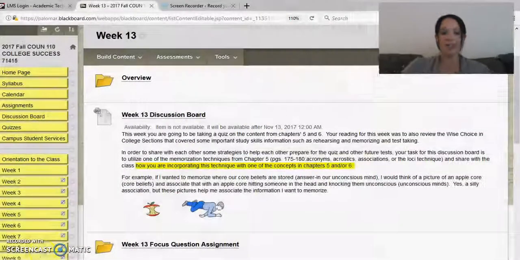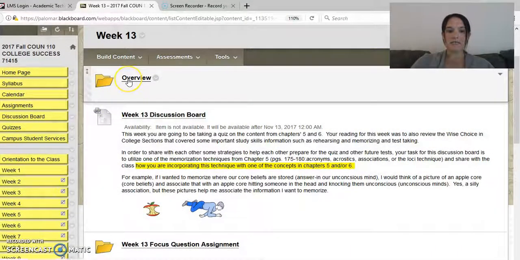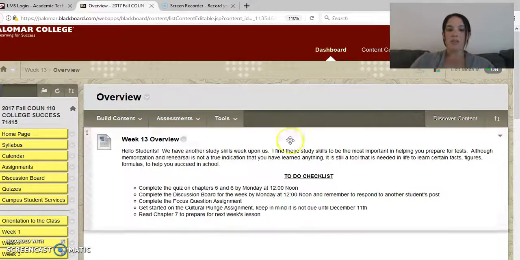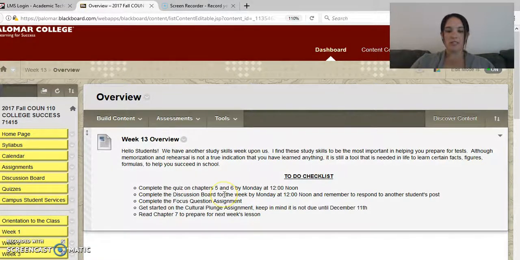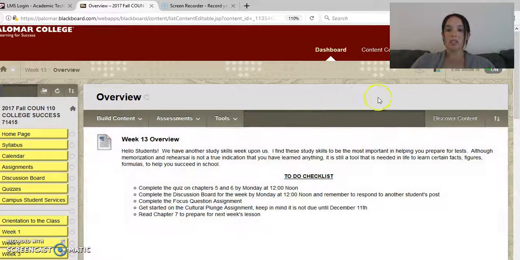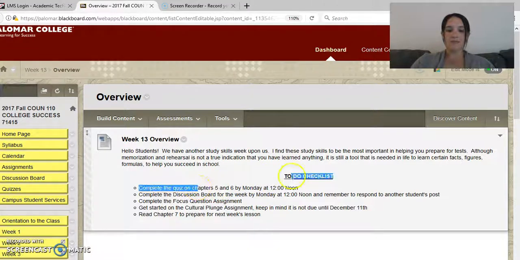But I also wanted to let you know what week 13 is going to look like. So week 13 is going to dive into some study skills. And so we're going to be talking about memorization skills. And so just wanted to give you a heads up into what we are going to be doing this week. You have a quiz on chapter 5 and 6. That's going to be due by next Monday.